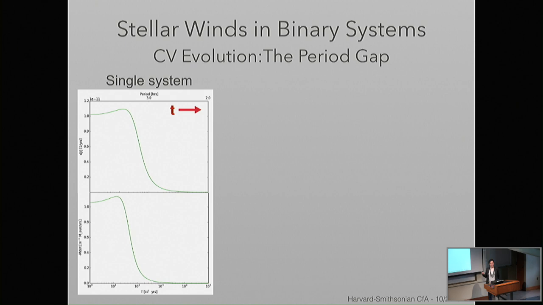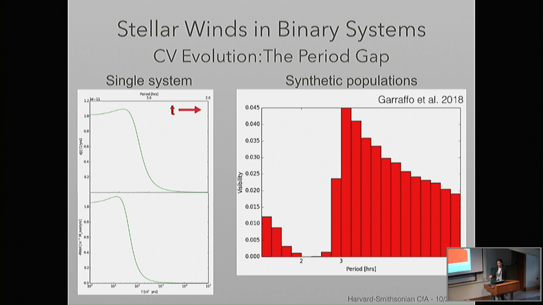And then we run synthetic populations, and we find indeed that you should expect a gap in these periods. Again, this is assuming the complexity of the secondary star behaves the same way as late M dwarfs of the same spectral type in single stars at the same rotation rate.